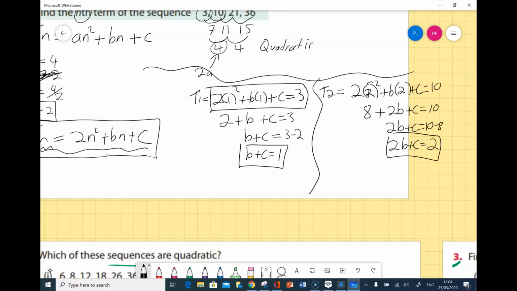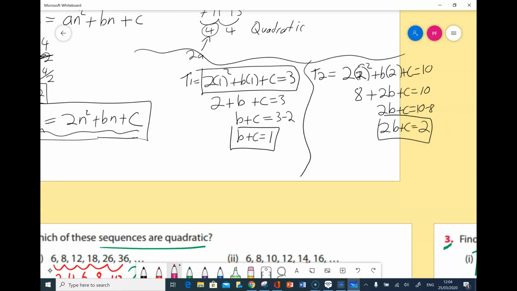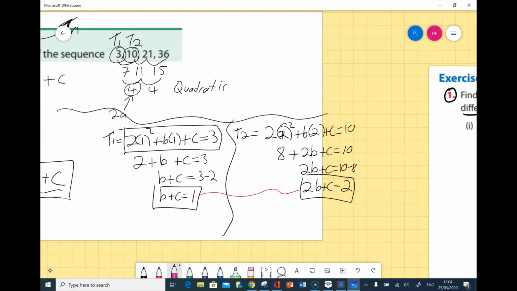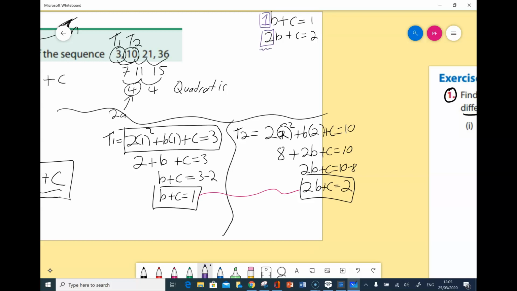Now, I've got two equations with b's and c's. So I'm going to use simultaneous equations to get rid of them. I'm going to take those equations up here: b plus c equals 1, 2b plus c equals 2. Remember, for simultaneous equations, we look at the numbers that are here. 1 is here. We multiply the top line by the purple number, 2, and the bottom line by this purple number, 1. And we end up with two new equations.